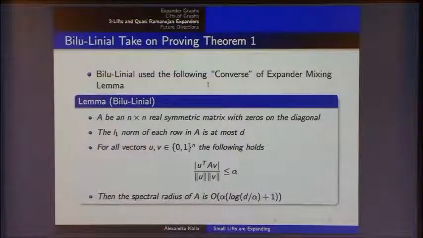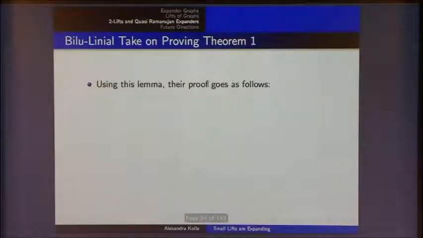If for all 0, 1 vectors this holds, so the ratio, almost the Rayleigh quotient, it's not exactly the Rayleigh quotient, but anyway, this ratio is bounded by alpha, then we can argue that the spectral radius of A is bounded by around alpha log(d over alpha), losing a factor of log d over alpha. So they use that in this way.